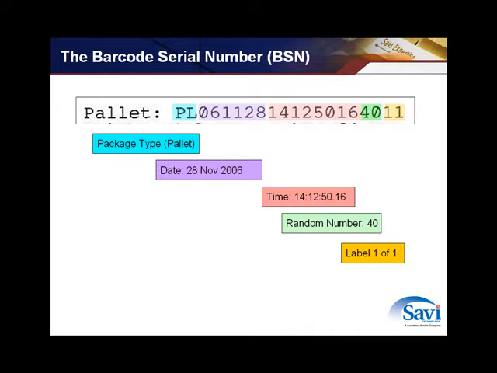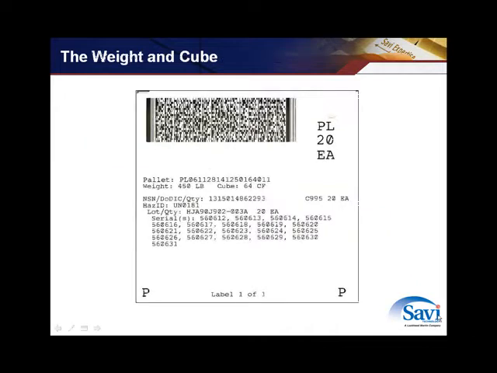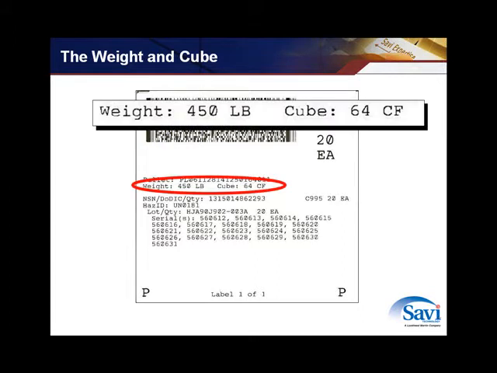The package weight and cube are optional fields, meaning that not all package labels will have them. The weight and cube fields represent the total weight and cube of the entire pallet or package and its contents. The weight and cube can be in English units of pounds and cubic feet, as shown here, or they may also be in metric units.